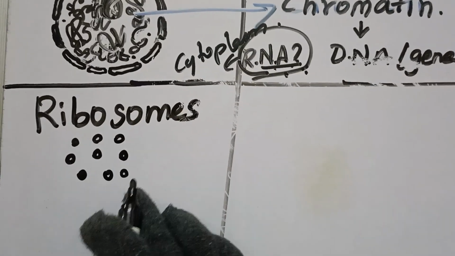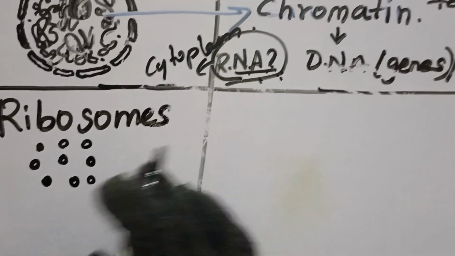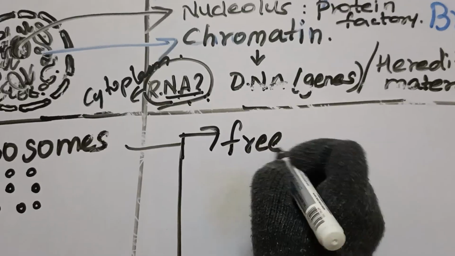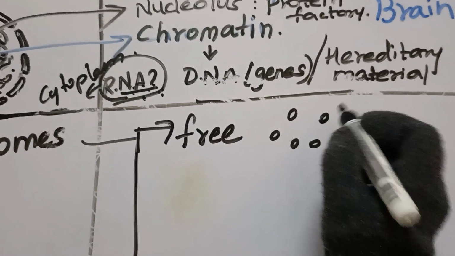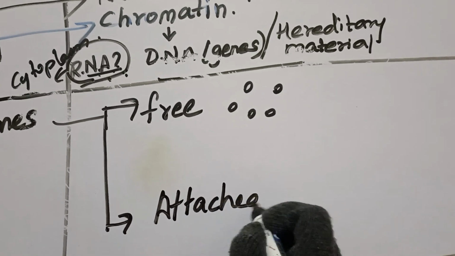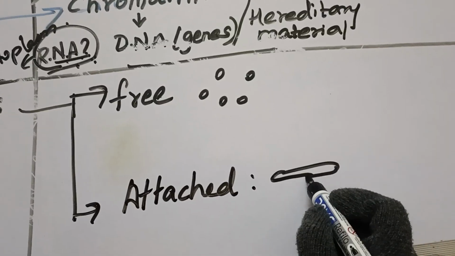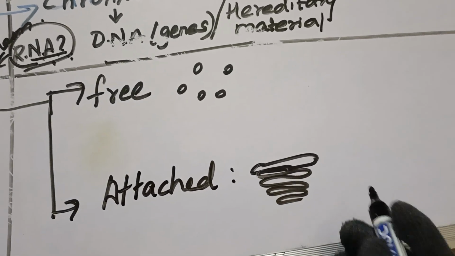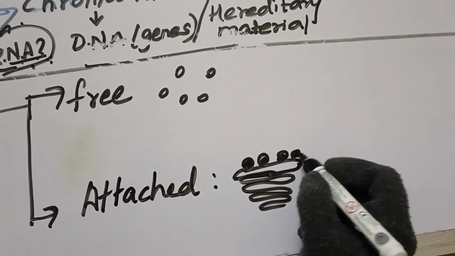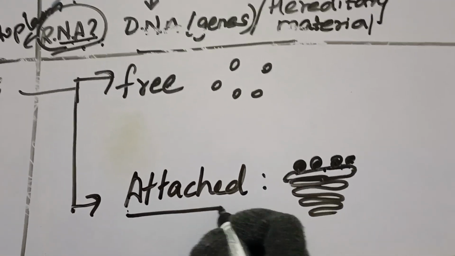As you can see, these look like small granules or small pieces scattered in the cell. These ribosomes are of two types. First one are free ribosomes, which are freely present like this, small pieces individually. Second type is attached ribosomes, meaning those ribosomes which are attached on a surface. For example, we have the network-like structure known as the endoplasmic reticulum. Upon this endoplasmic reticulum, ribosomes are present. Such ribosomes present on the surface of any cell organelle are called attached ribosomes.